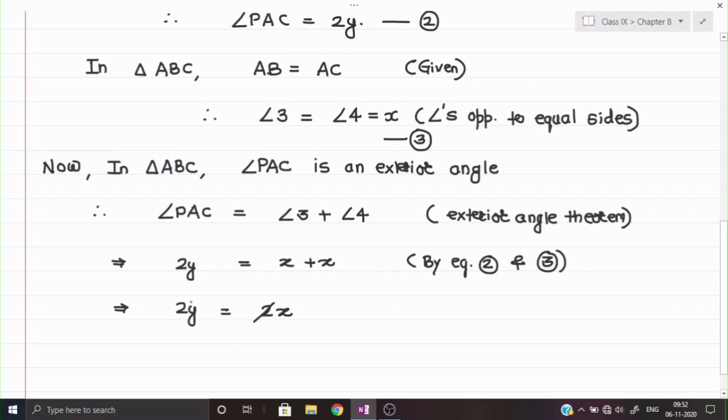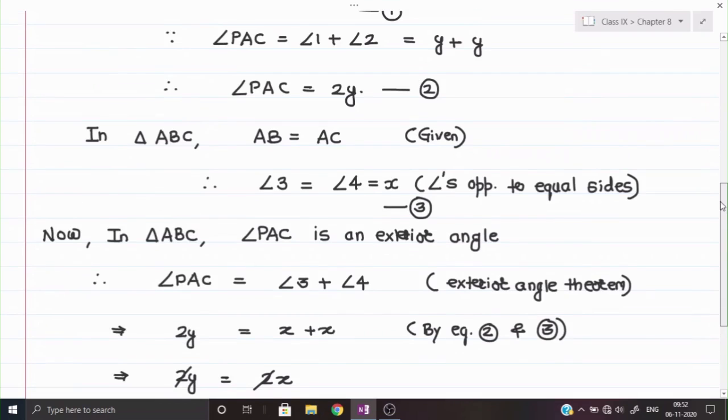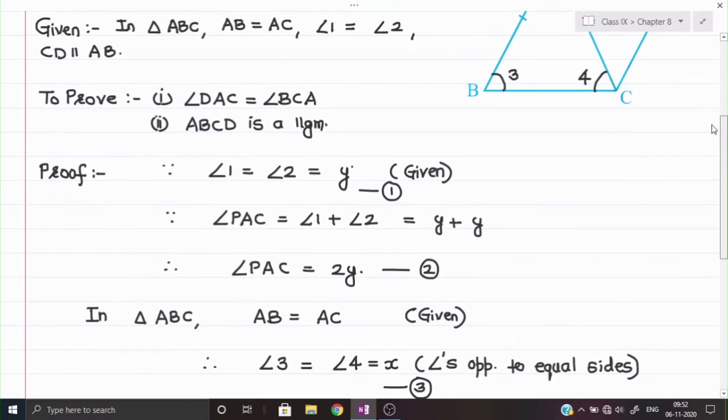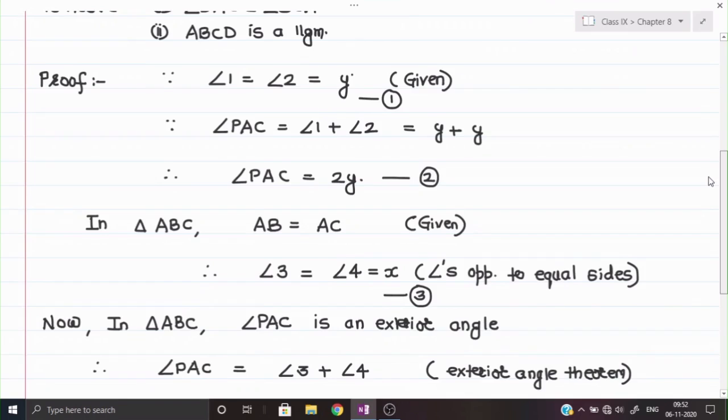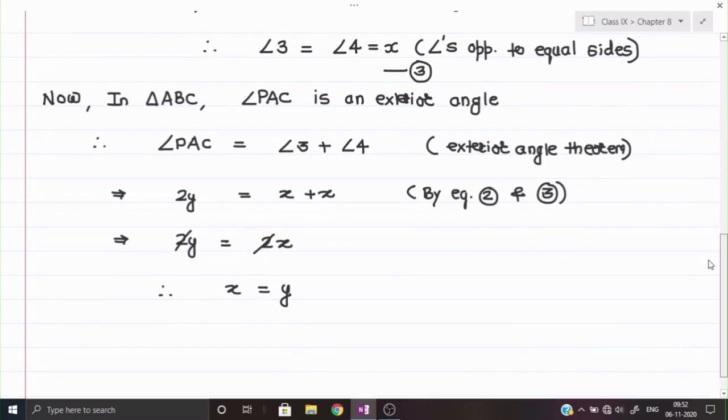2 and 2 if I cancel, so I can say that I am getting here x is equal to y. Now x I can replace by angle 3 or angle 4. You can see in the third equation the value of x we can replace by angle 3 or angle 4. So for that I am taking angle number 4. The reason I will tell you afterwards. So x I am replacing by angle number 4.